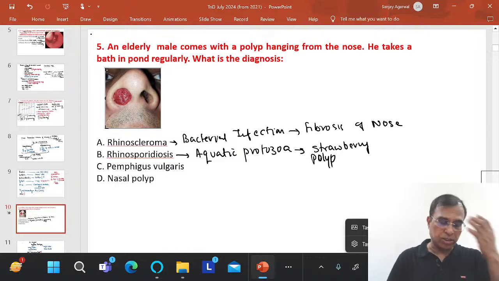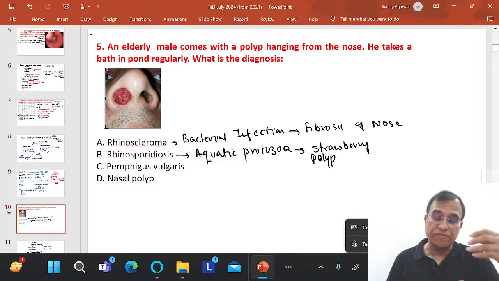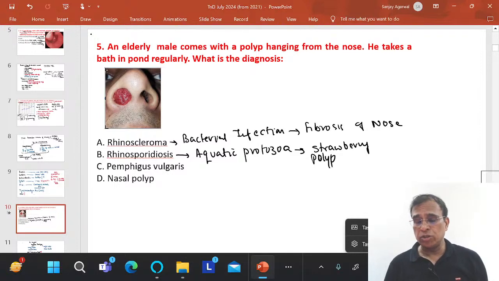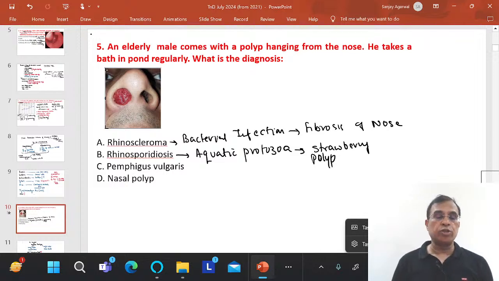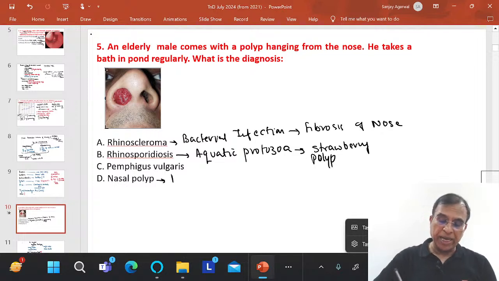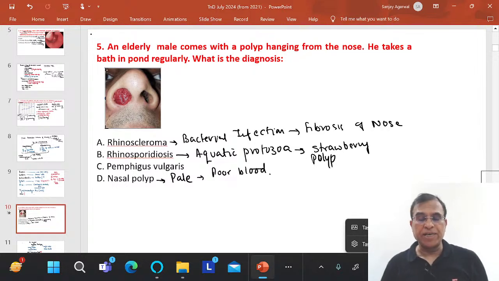That's why sclerosis, scleroma or sclerotic tissue is a fibrous tissue, and fibrous tissue is not so red in color. It's never so red. No fibrous tissue can be as red as you see in the image. And moreover, in rhinoscleroma, there is no relation to bathing in the pond. Then nasal polyps are pale in color, because they have poor blood supply. And once again, nasal polyps have no relation with bathing in the ponds.